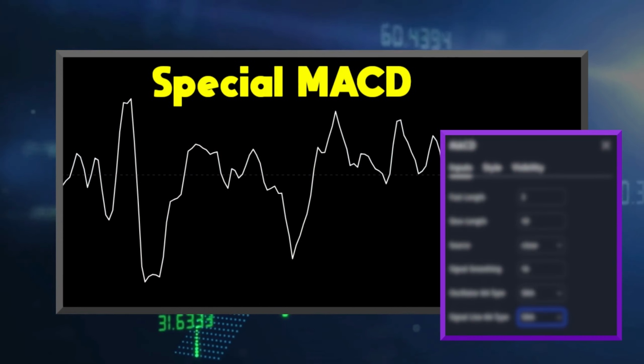So step number one for this strategy is to open up a clean chart in TradingView. Right now I'm looking at the Euro US dollar on the 4-hour and the 1-hour time frame. And yes guys, for this trading strategy we need to use 2 time frames.